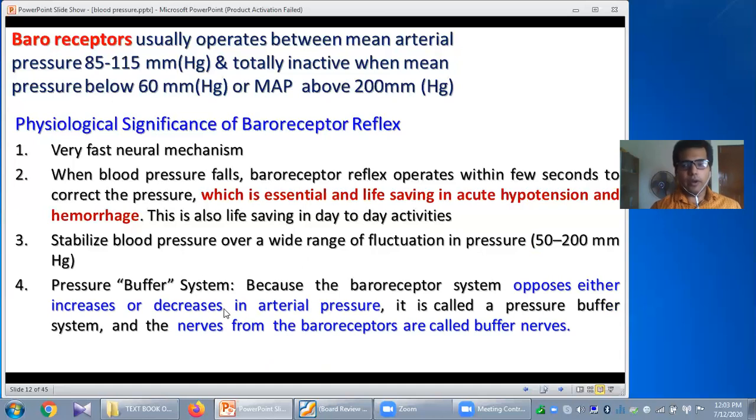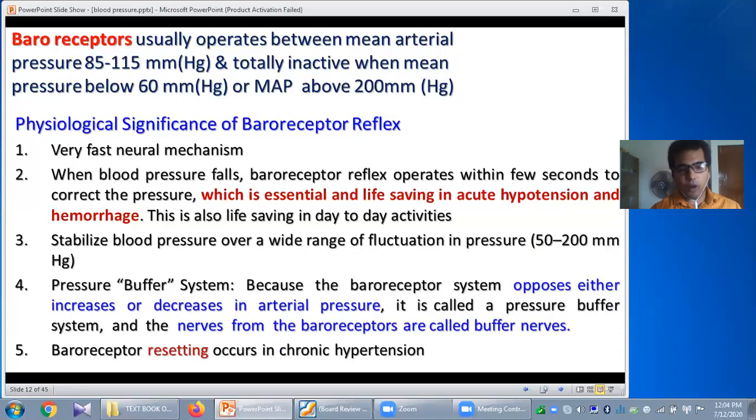Now, I have already told you this regulatory system, the baroreceptor regulatory system, is also called the pressure buffer system because this mechanism opposes either an increase or a decrease in arterial pressure. So it is called a pressure buffer system, and the nerves from the baroreceptors are called buffer nerves. Is it clear? Fine.